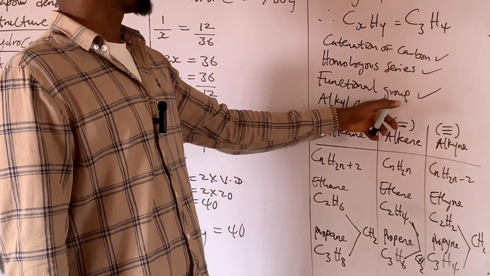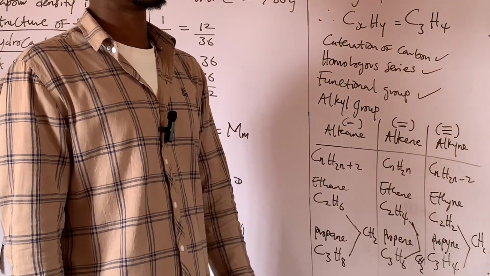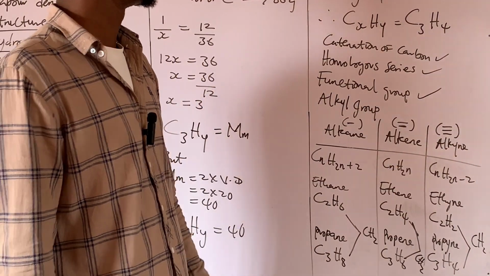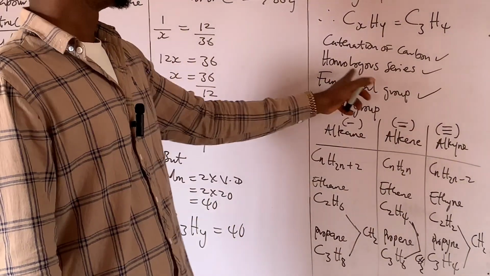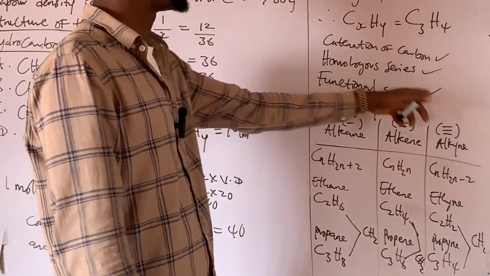I told you that functional groups are a group of atoms or ions or bonds that are common to a homologous series, which determine the main chemical properties of that series.